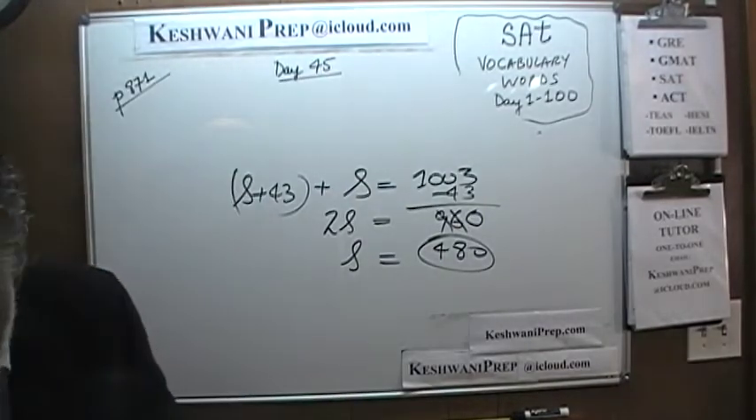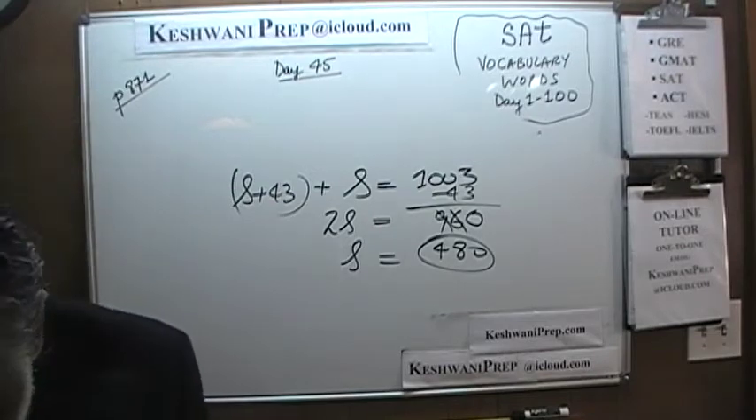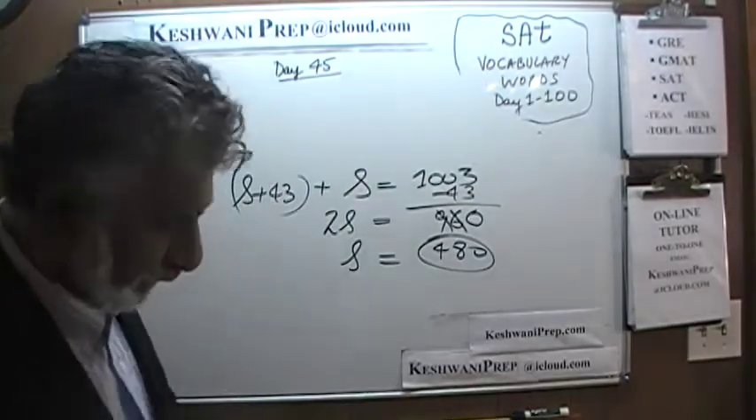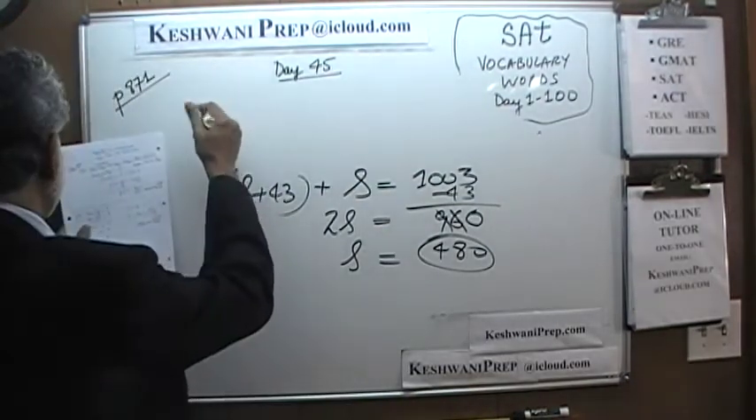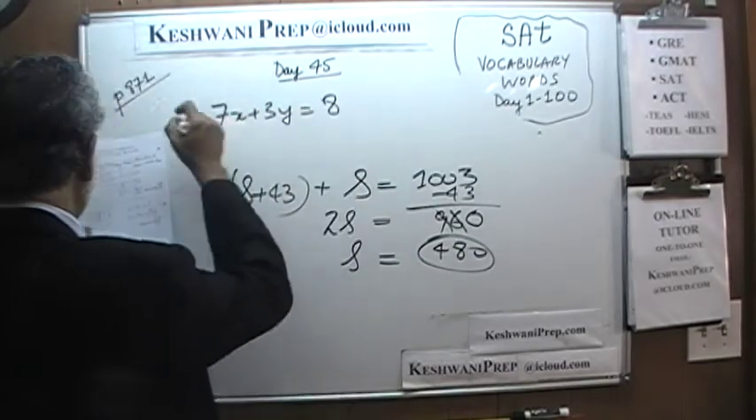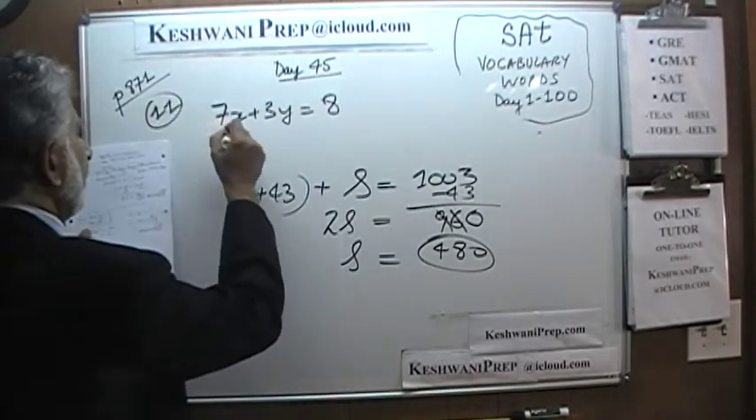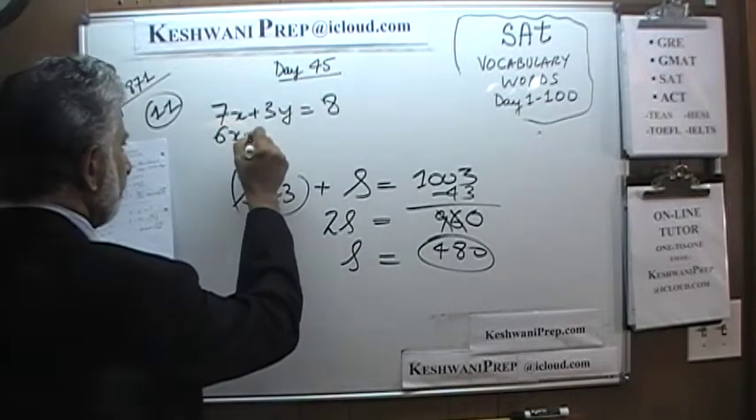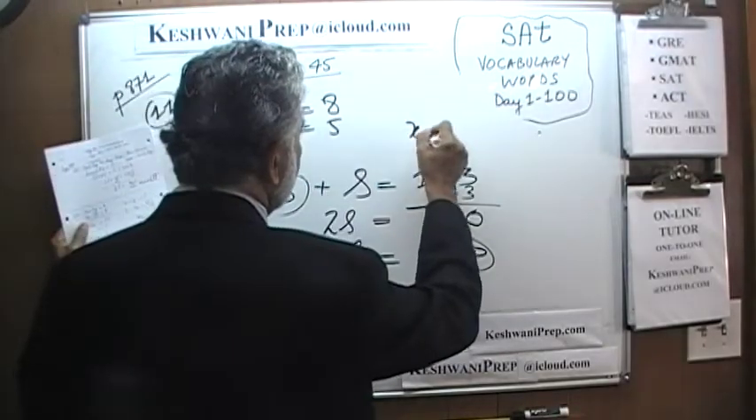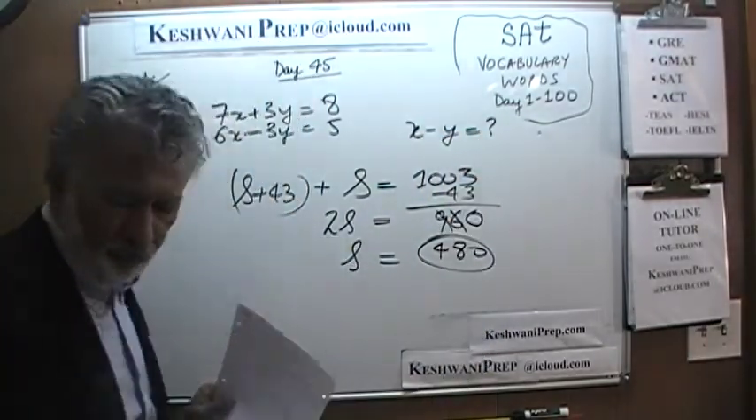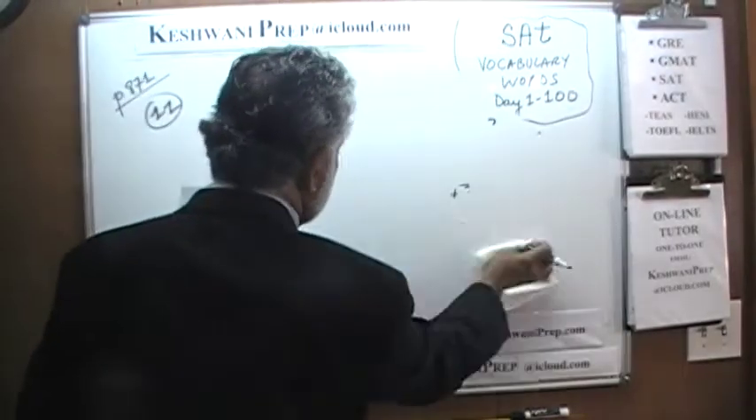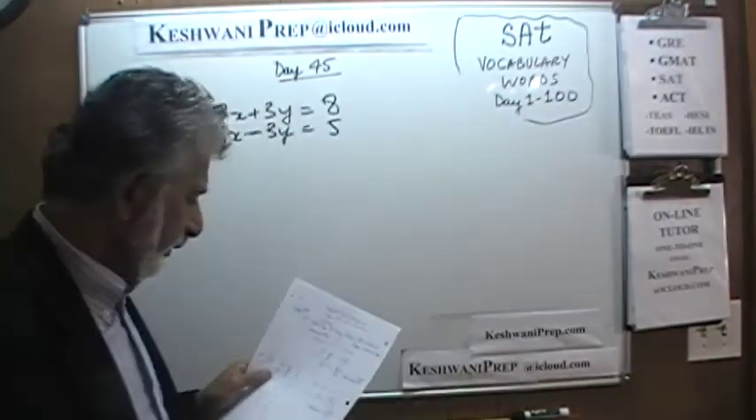Alright, number 11 is equally straightforward. They're giving us two linear equations. One is 7x plus 3y is equal to 8, this is number 11. And the other one is 6x minus 3y, which makes it actually easier, is equal to 5. The question simply is, how much is x minus y? What is their difference? Oh, blast it. I just put it, and I ended up erasing it.